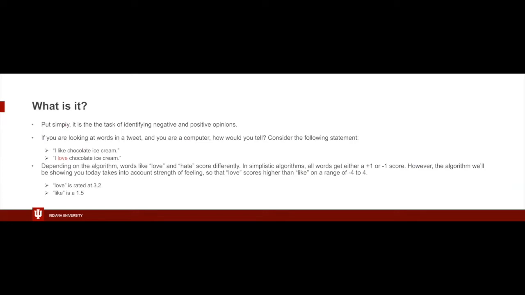So consider these following statements. I like chocolate ice cream versus I love chocolate ice cream. Now, depending on your algorithm, words like love and hate are going to score differently. In simplistic algorithms, they're going to get a +1 or a -1, depending on if they're negative or positive. However, VADER, the algorithm we'll be using today, does take into account strength of feeling. So love scores higher than like on a range of -4 to 4. So in VADER, actually, love is rated at 3.2 and like is a 1.5.